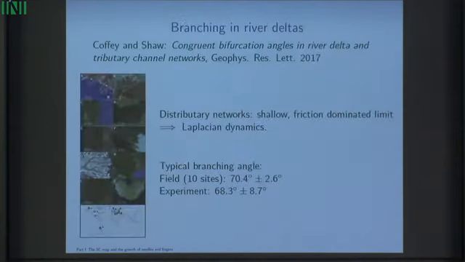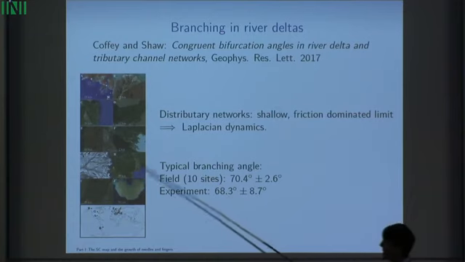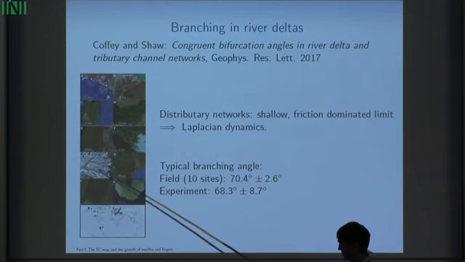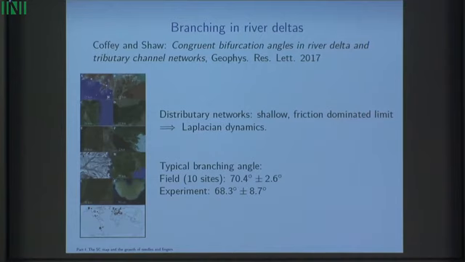But it's not only in drainage networks, but also in distributary networks. If you look at bifurcations in river deltas, and here are some examples of river deltas, then you also get this very typical branching angle, which falls around 72 degrees again, and also in laboratory experiments you see this. If you measure these angles and apply statistics to them, it's around this particular angle.